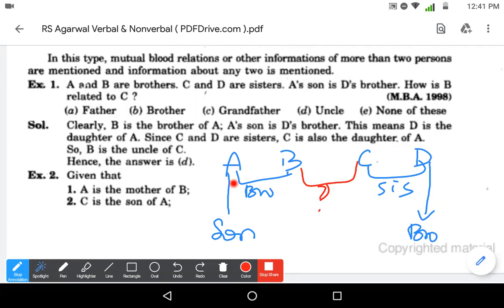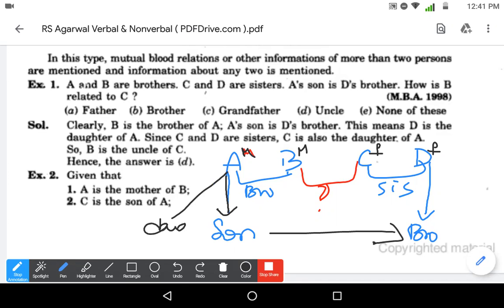So A and B are brothers, so these two are male. C and D are sisters, these two are females. A's son, A has a son. A's son is D's brother, which means A has a daughter and a son. D is the daughter for A, and there is one more son.